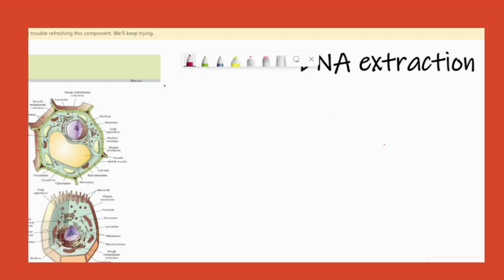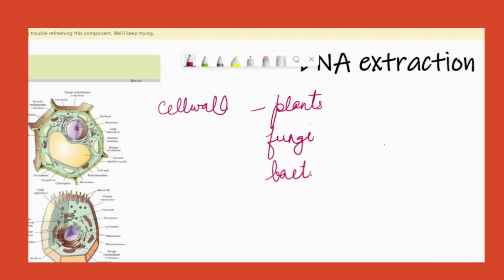First and foremost, we will look at all the organisms that have one extra layer of barrier, for example, plants. What layer am I talking about? I'm talking about the cell wall. Plants, fungi, bacteria all have a cell wall which needs to be taken out initially. Only then can we enter inside the cell and take out our DNA. For plants, fungi and bacteria, different enzymes are used.